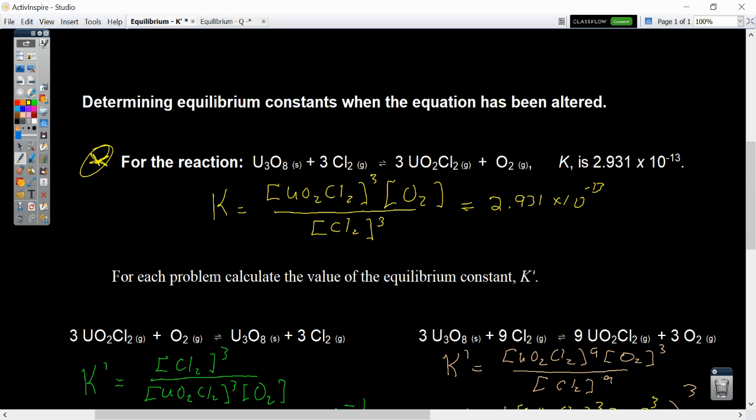Can you write that equilibrium expression? Of course you can. Products go on top, reactants go on the bottom. Don't forget your exponents. We're ignoring the U3O8 because it's a solid. But if you wrote that equilibrium expression, it'd be 2.931 times 10 to the negative 13th. So compare that to the ones down below.